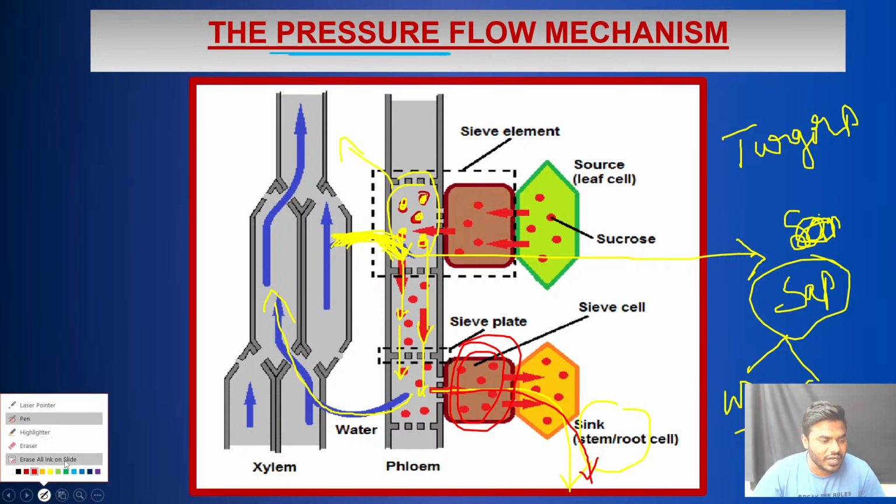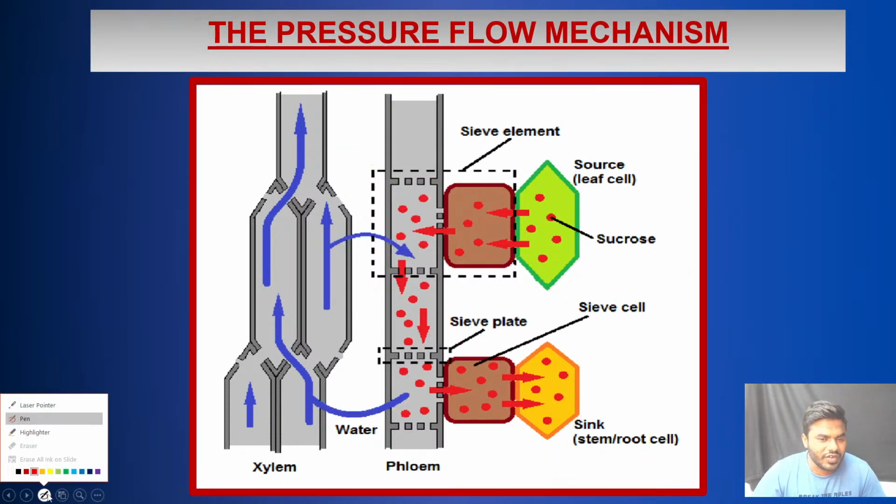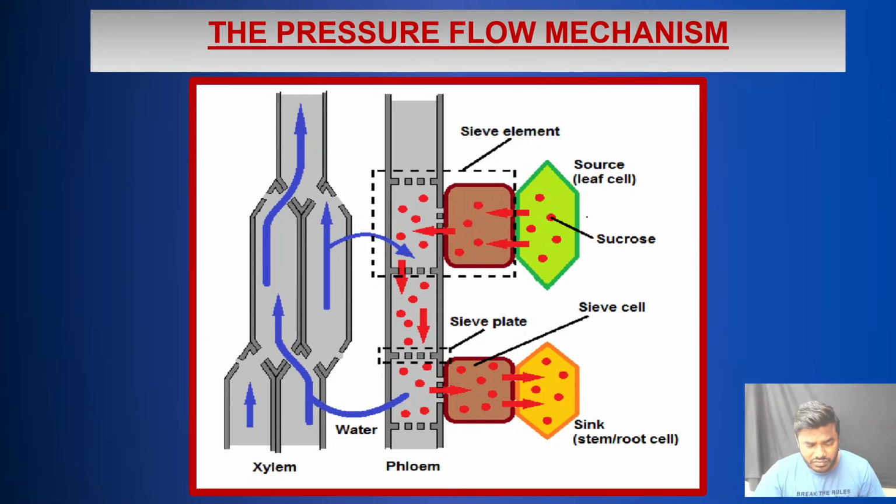So friends, I will re-explain once again. Whoever did not understand, pay attention. What is happening first? From the mesophyll cell, sugar enters the companion cell and then the sieve tube element of the phloem, which we can call loading by the symplastic pathway or apoplastic pathway.